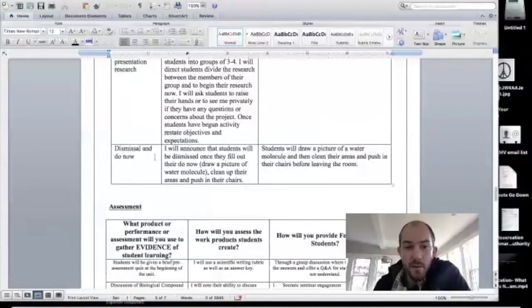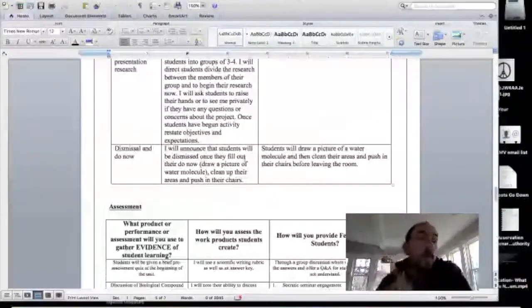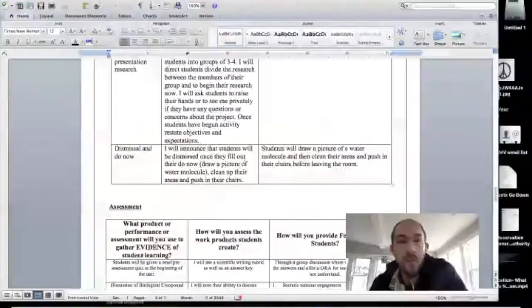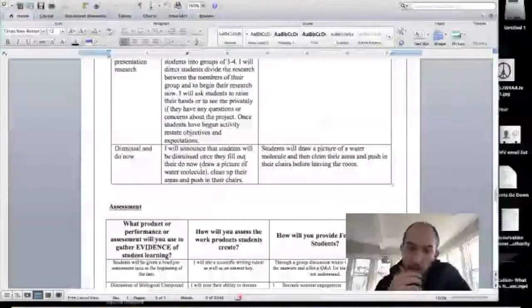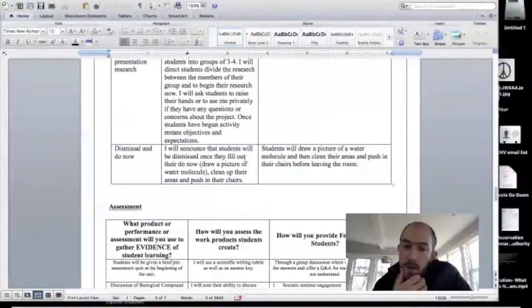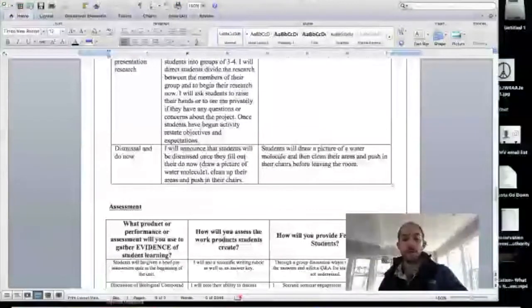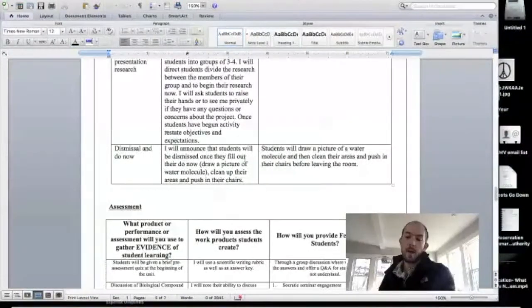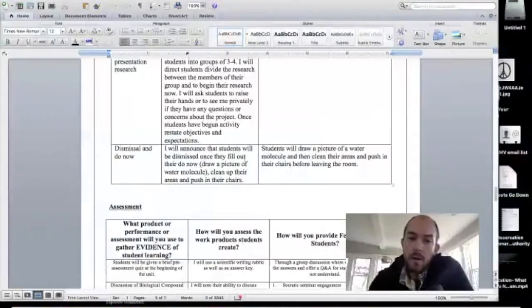At the very end of the class, there'll be a dismissal and a do now, where I'll ask students to draw a picture of a water molecule. Ideally, by the end of this class, we'll have discussed and they'll have built actual hands-on water molecules, and they'll be able to see that, because as I walk around I'll talk about the polarity of water and why it's important, and how water is able to pull things apart because it's polar.